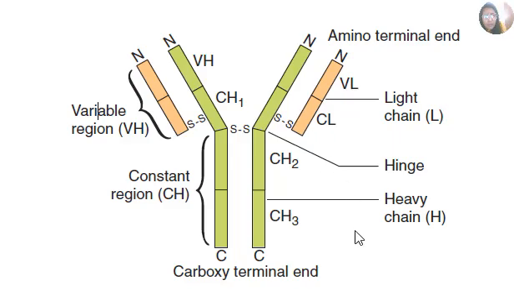Then the constant region below the variable tip. This structure is known as the constant region. What is the Fc fragment? Fc, the crystallizable fragment, forms the stem or base of this Y-shaped structure. This is the constant region, and the base of the heavy chain determines the class of immunoglobulins.